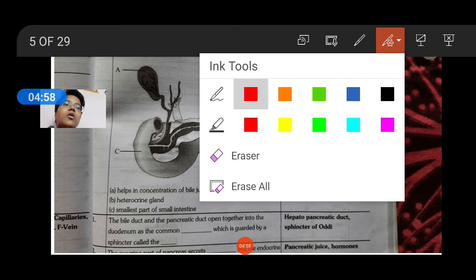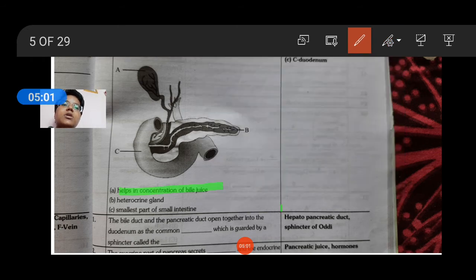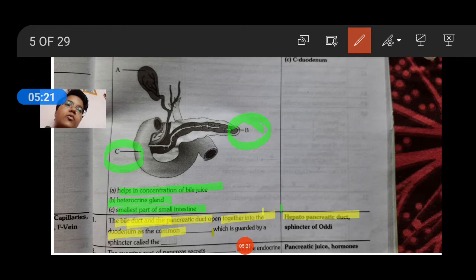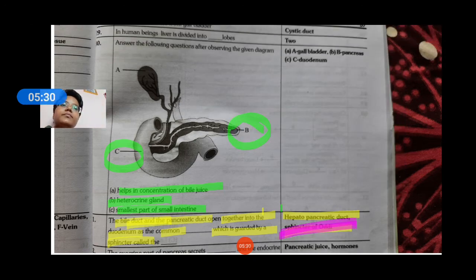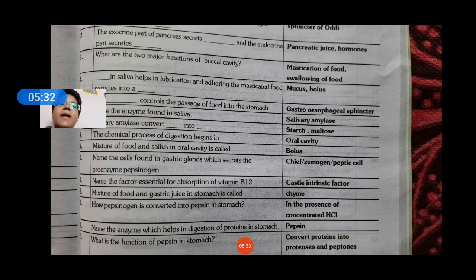The gallbladder helps in concentration of the bile juice. The pancreas is a heterocrine gland, and the smallest part of the small intestine is the duodenum. The bile and the pancreatic juice open together into the duodenum through the common hepatopancreatic duct, which is guarded by a sphincter called the sphincter of Oddi, a very important part. The exocrine part of the pancreas secretes pancreatic juice, and the endocrine part secretes hormones.